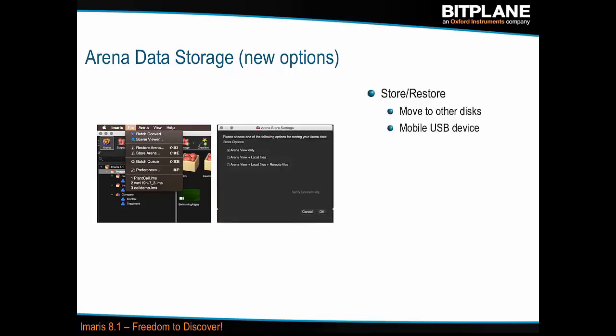The first one is to store and restore the whole arena. It was possible to store and restore individual images already, but now you can do that for the whole arena view. And you can, for example, keep your personal arena view on a disk like this and just take it with you. So you work on a computer today over here, you store it there, you go to another computer, you restore it from the mobile hard disk, and you just keep that with you.